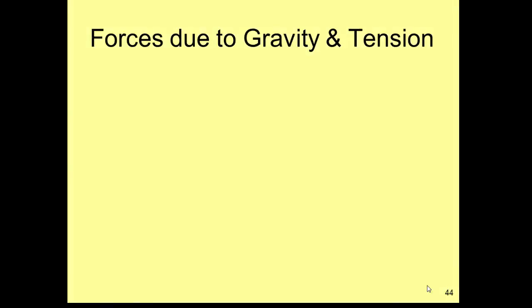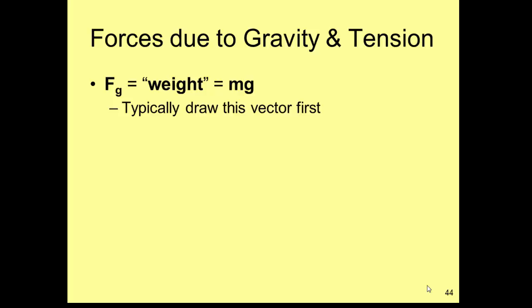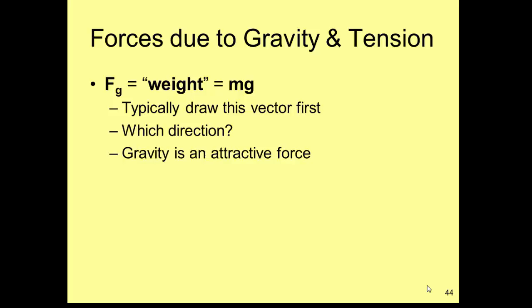So let's summarize a couple of forces that we've just discovered: forces due to gravity and due to tension. Force due to gravity, don't forget, is just the weight of the object, and that equals mass times gravity. Typically, we draw this vector first. I like to do that at least. Which direction? Down towards the center of the Earth. Gravity is an attractive force. Two objects that have mass have gravitational attraction towards each other, and so it's always pulling towards another object. Later on, we'll deal more with Newton's law of gravity, use multiple objects, and see how they interact with each other. The other force we saw here was tension.